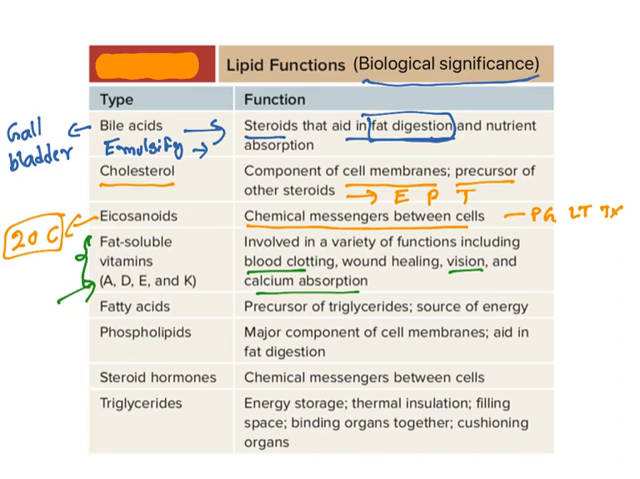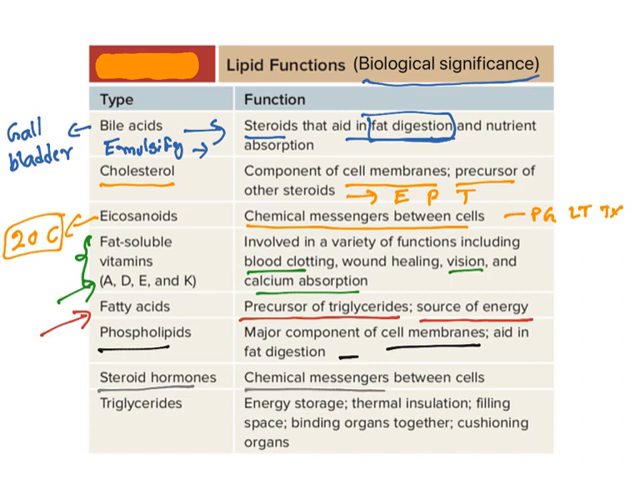calcium absorption. Now this video's topic, fatty acids, act as precursors of triglycerides, and they are the major source of energy. Most animal cells have triglycerides as a source of energy. Next one, phospholipids. Phospholipids are major components of cell membranes, and they also help in fat digestion. Next one, steroidal hormones. Again, they are chemical messengers between cells. Triglycerides, as I told you, are energy storage forms.